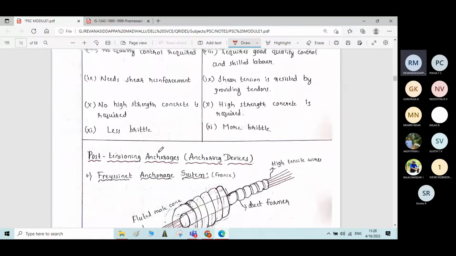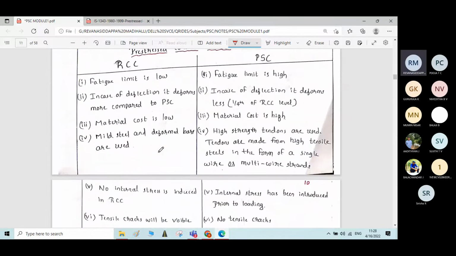So any doubts, you can ask in this part, before going to the next topic, that is different anchoring devices.